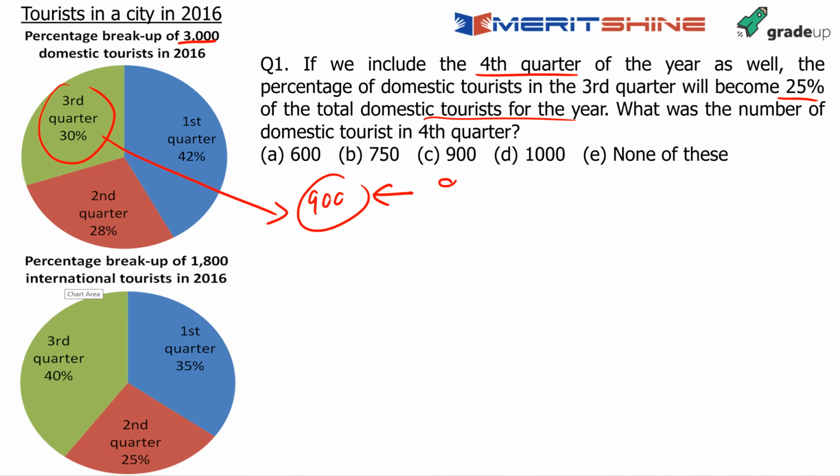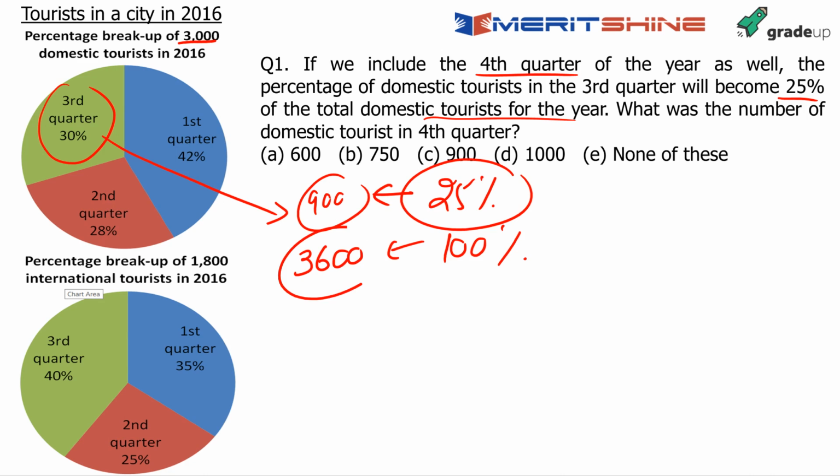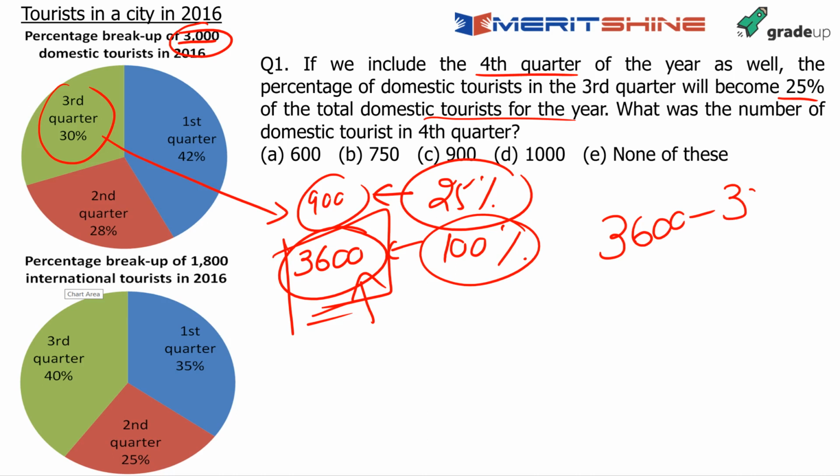This 900. If this becomes 25%, what would be 100%? Again, very simple. This will become 3600. 25% is 900. 100% becomes 3600. So it means that if we include the fourth quarter, the total number of domestic tourists for the year becomes 3600. Now you can answer every question. What was the question? What was the number of domestic tourists in the fourth quarter? This number is given as 3000 for the first 3 quarters, and including the fourth quarter it is 3600. So 3600 minus 3000 gives you 600.